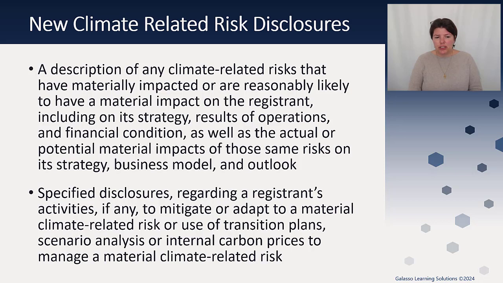In terms of the disclosures, they want a description of any climate-related risk that has, and here's the key term, materially impacted or is reasonably likely to have a material impact on the registrant, including strategy, results of operations, and financial conditions, as well as the actual or potential material impacts of those risks on strategy, business model, and outlook. So again, the one change from the previous proposal to here is that there is a consideration of materiality, and they do cite the U.S. Supreme Court definition of materiality, which focuses on whether a reasonable investor would consider that as part of their decision-making process.